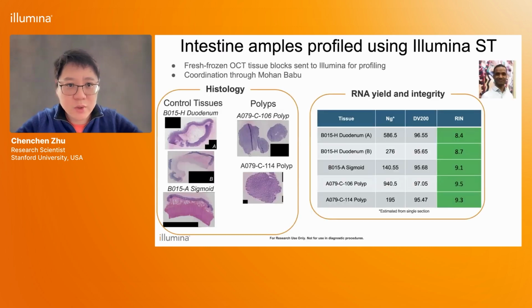And so how does it work? We have intestine samples that we send to Illumina for profiling, and these are OCT blocks, preserved fresh frozen, and my colleague Mohan coordinated this effort together with Illumina. Here you can see on the left we have 5 blocks, so 3 of them are healthy tissues for control, and 2 are disease samples as polyps. And you see on the right the RNA quality and integrity QC measurements. It's pretty standard. All of our blocks are of high quality. The RIN scores are all over 8 and DV200 values are all above 95.